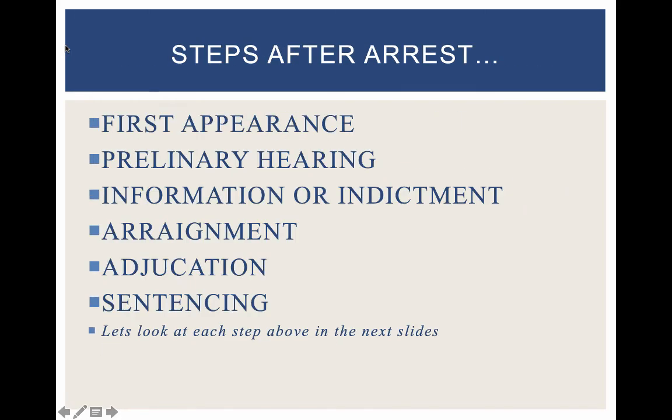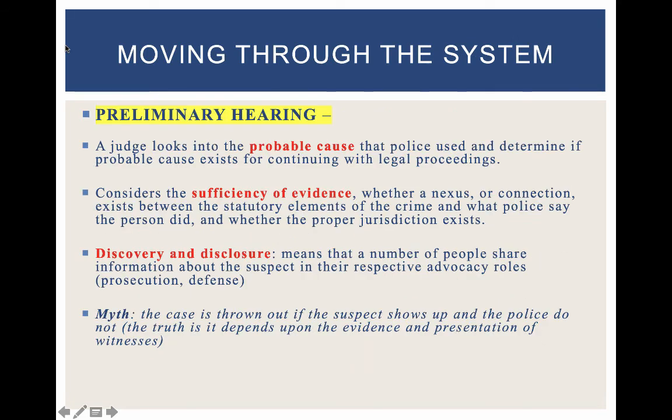All right, if you go back to here, we've done the first appearance. That's where you see the judge. They said what crime the person's been arrested for. Now we're on to the preliminary hearing. The judge looks at the probable cause. What did the police say the person did? The judge asks, did the officer have probable cause? Was there sufficient evidence? Is there a connection? Did the police do the right thing?